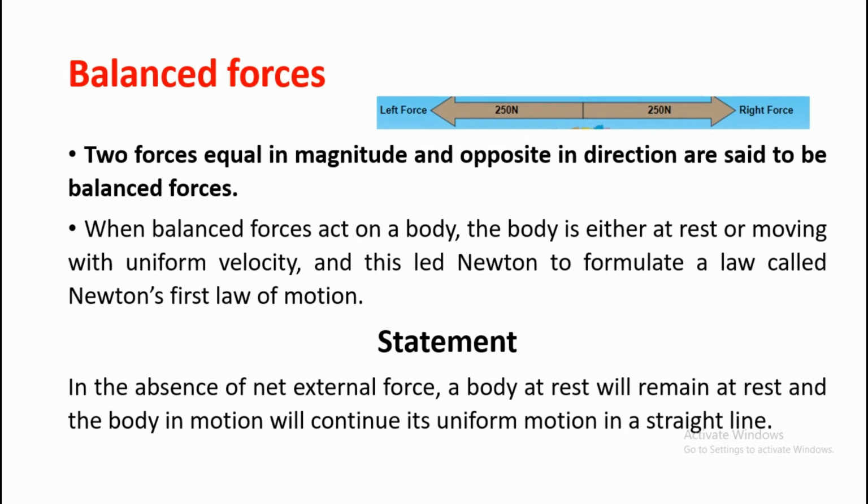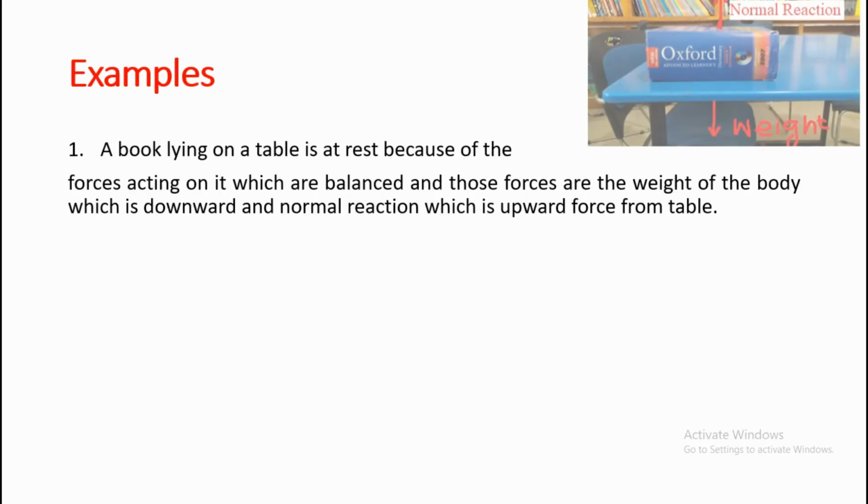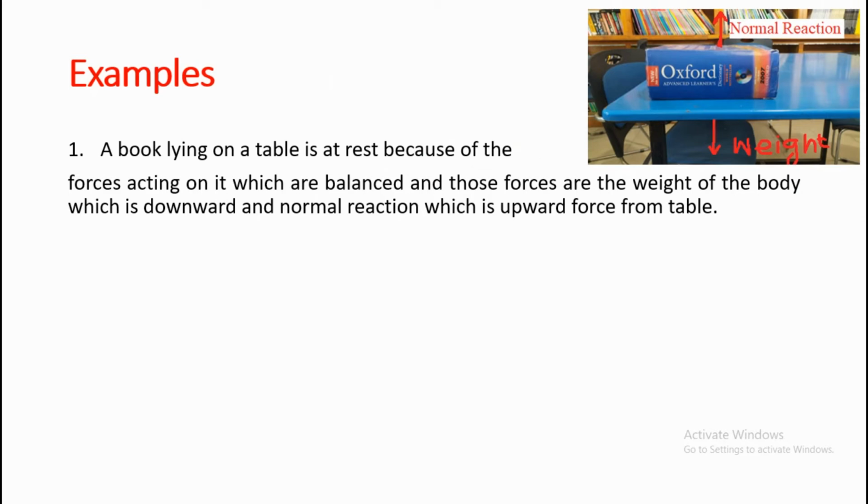For example, a book lying on a table. There are two forces acting on it. One is the weight of the book, which is in the downward direction, and the other is the normal force, which is in the upward direction. Both the forces are equal in magnitude and opposite in direction, and that is why the book is at rest.